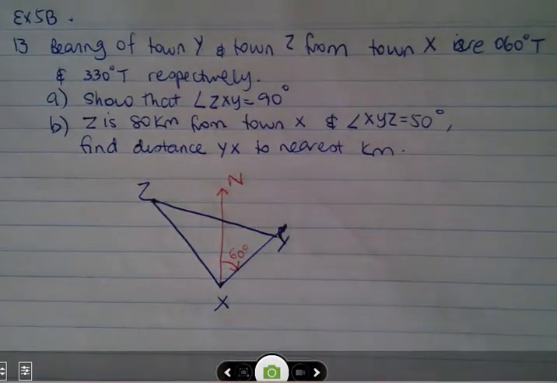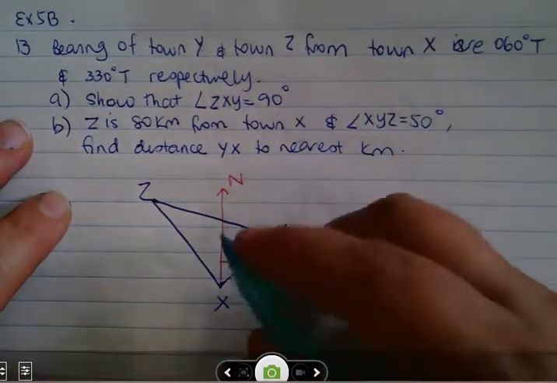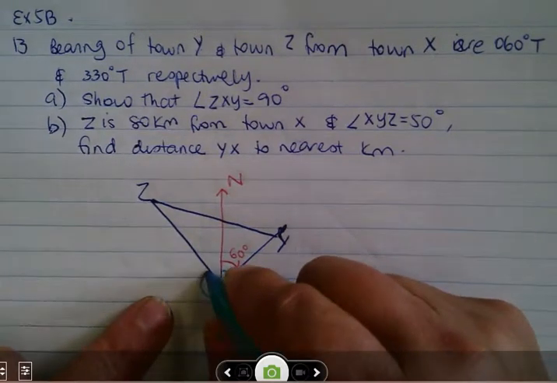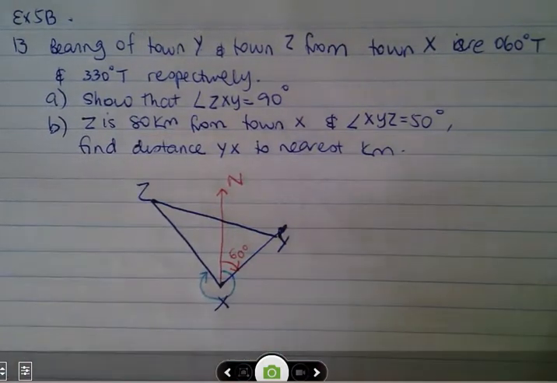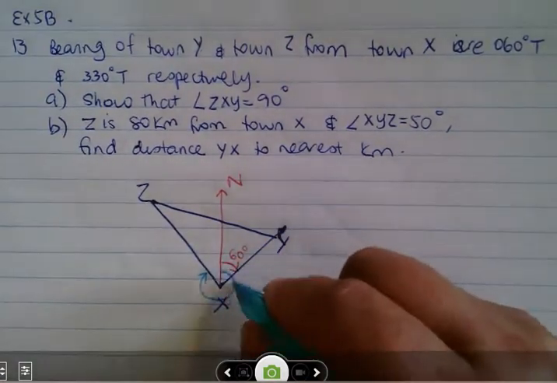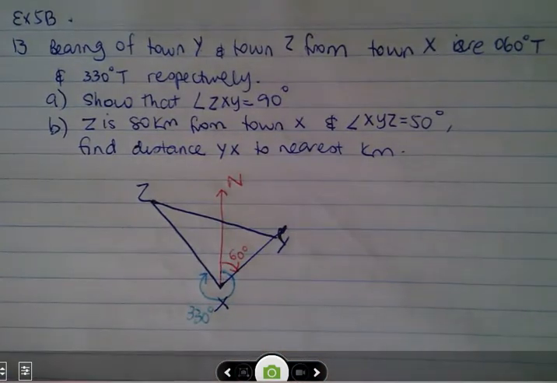Got it? Now the other bit, the bearing of Z from X is 330. So from X, north sign, all the way round to there. Make sure, see how I've done it in different colours. From there to there, 60. The blue bit is 330. So what can you work out?